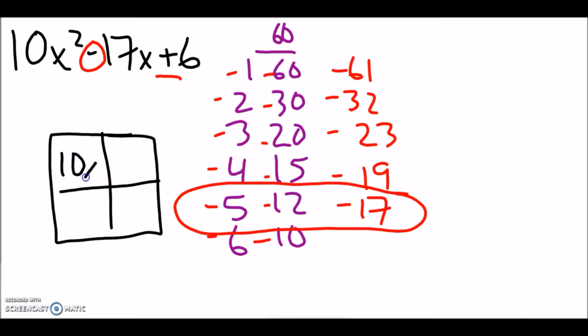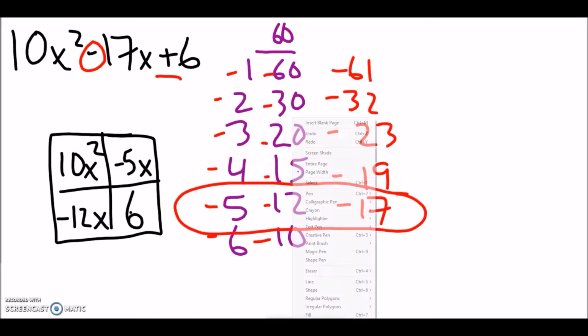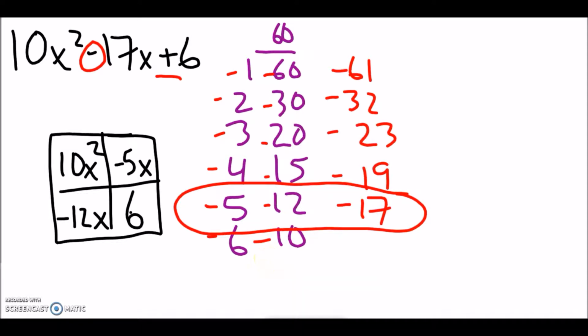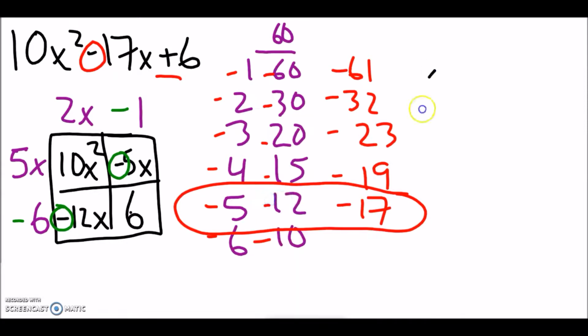Fill in our window. 10x squared, 6. Now we have to fill in our negative 5, negative 12. Doesn't matter where. I'll go negative 5, negative 12, but I do have to put those x's in there. Remember, now we do GCF. This has to be a negative because this is negative, and this one has to be a negative because this is negative. Remember, those signs have to be consistent. GCF left column, 2x. GCF right column, negative 1. GCF top row, 5x. GCF bottom row, negative 6. Get our answer from the outside, 2x minus 1, 5x minus 6.